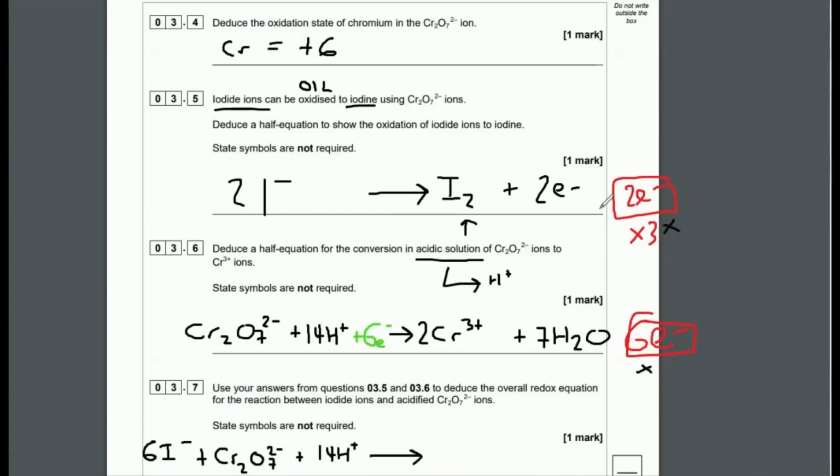We know the electrons are going to be 6 on each side, so we're going to cancel them out because we've balanced them. I need to 3 times the iodine because that's part of the first half equation that we times by 3. The 2 chromium 3+ ions come from the second equation that wasn't multiplied, and so do the 7 H2Os. And boom, we've balanced the overall equation.